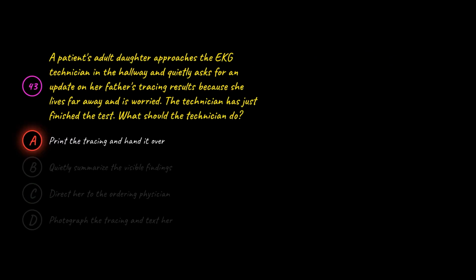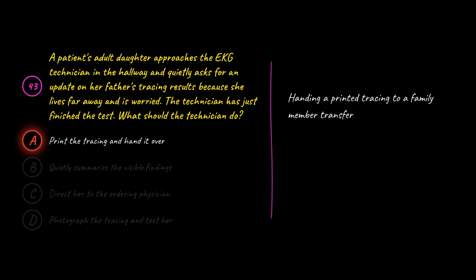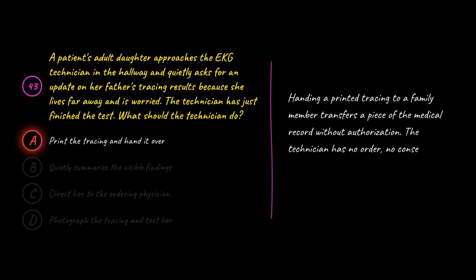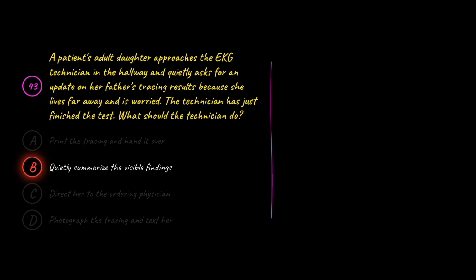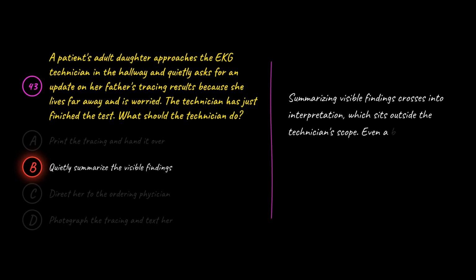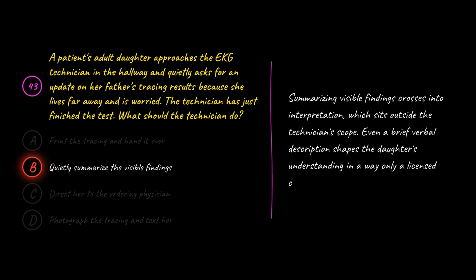findings. A is wrong because handing a printed tracing to a family member transfers a piece of the medical record without authorization. The technician has no order, no consent on file, and no role to make that disclosure decision. B is wrong because summarizing visible findings crosses into interpretation, which sits outside the technician's scope. Even a brief verbal description shapes the daughter's understanding in a way only a licensed clinician should be doing.